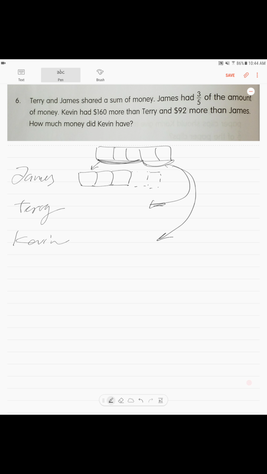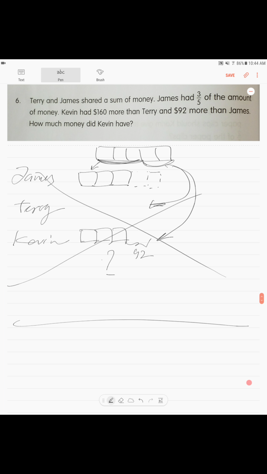But what did it tell us? Kevin had 92 more than James. How can Kevin have the same 3 units and 92 more, right? This is physically impossible. So this problem is completely wrong. It's a mistake of the author. You can just forget about it and you can skip this problem entirely. Let's move on.